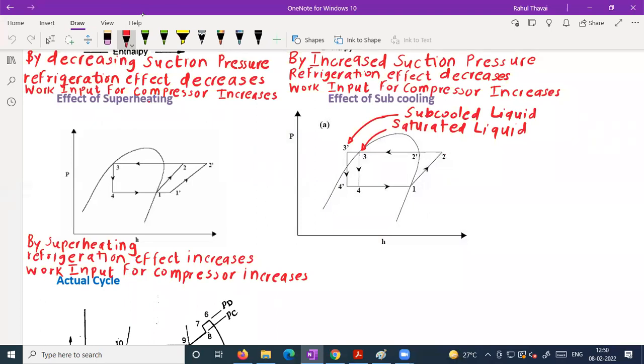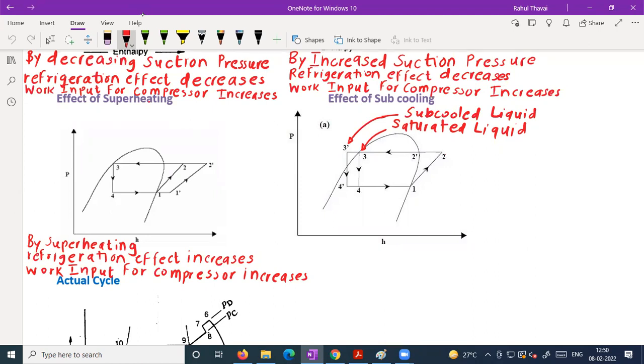Now from 4 to 1, as I connected, I will also connect from 4 dash to 1. See here, all of you: 1, 2, 2 is the same. Then instead of cooling from 2 to 3, I will cool it from 2 to 3 dash. Now I got point number 3 dash, which is basically the subcooled point. Now instead of 3 to 4, I will expand from 3 dash to 4 dash, and instead of 4 to 1, I will move from 4 dash to 1, right?